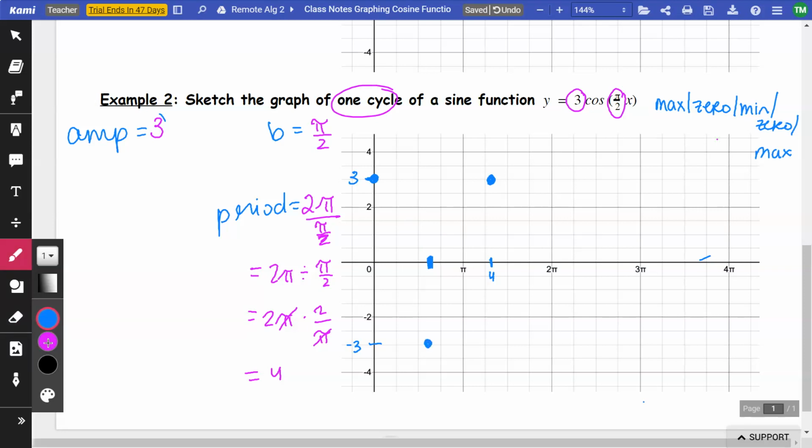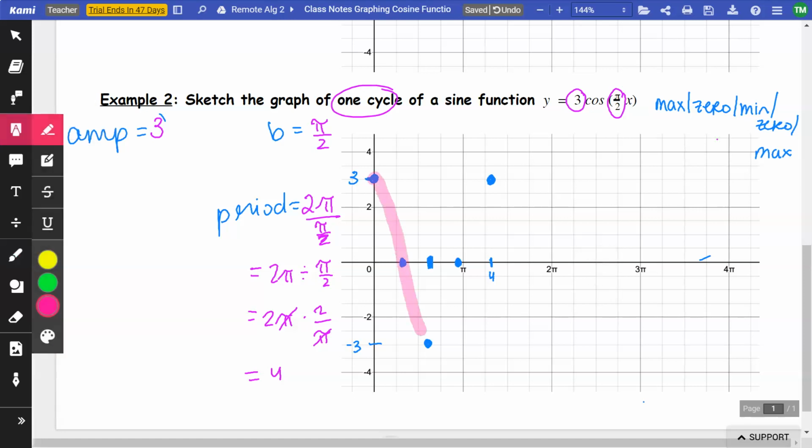And then we have to have a 0 halfway between these 2 points and halfway between these 2 points. So I'm just going to estimate that, and I'm going to say that halfway between 2 and 4 is 3. If that's 3.1, 3 would be about here. Then halfway between 0 and 2 is 1. 1's going to be about there. And I'm going to use my highlighter, and I'm going to sketch in that curve. And there we go. We have one cycle of this particular cosine function.